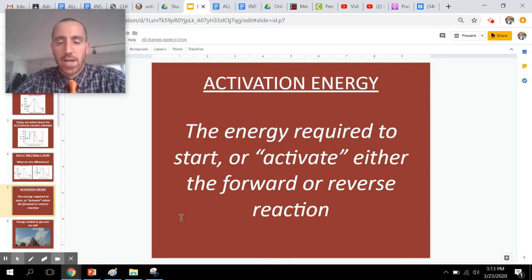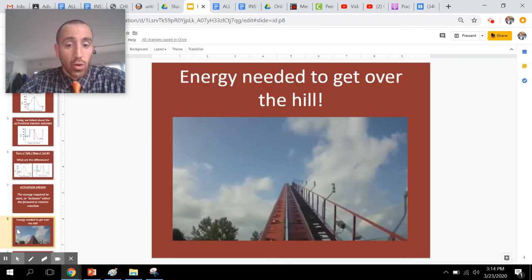Okay, activation energy. Here's a little bit of the background behind it. Activation energy is the energy required to start or activate either the forward or the reverse reaction. So when you are going from left to right, from reactants to products, you have this set amount of energy that you need to overcome in order to get your reaction to progress.